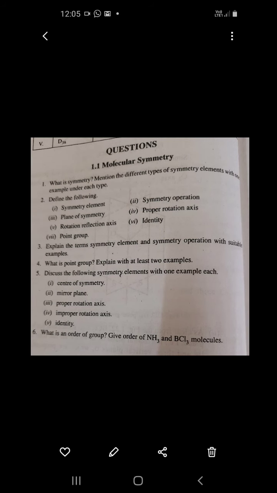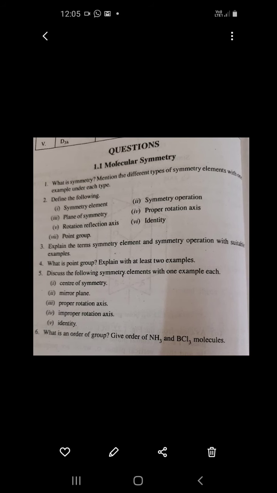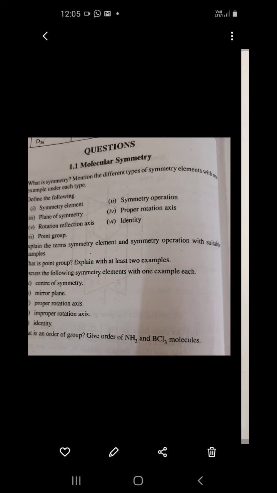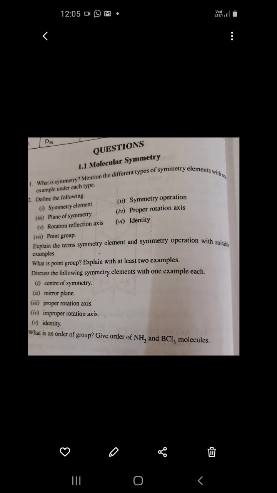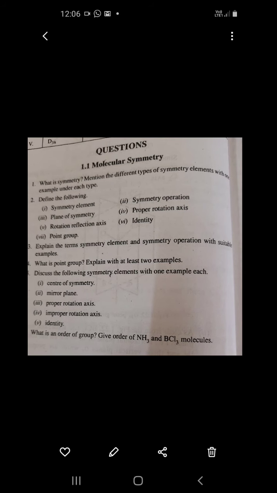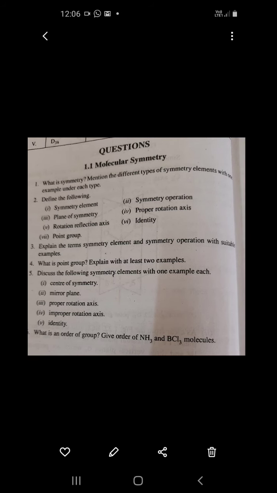Then sometimes a question may be asked, like explain the terms involved, like symmetry element and symmetry operations with example. That means suppose you have a symmetry element like identity, then give one example of identity. If you have the plane of symmetry, give one example of plane of symmetry. Same way for symmetry operations. Suppose if you perform a rotation as an operation, then give one example like C3, C2, C1.